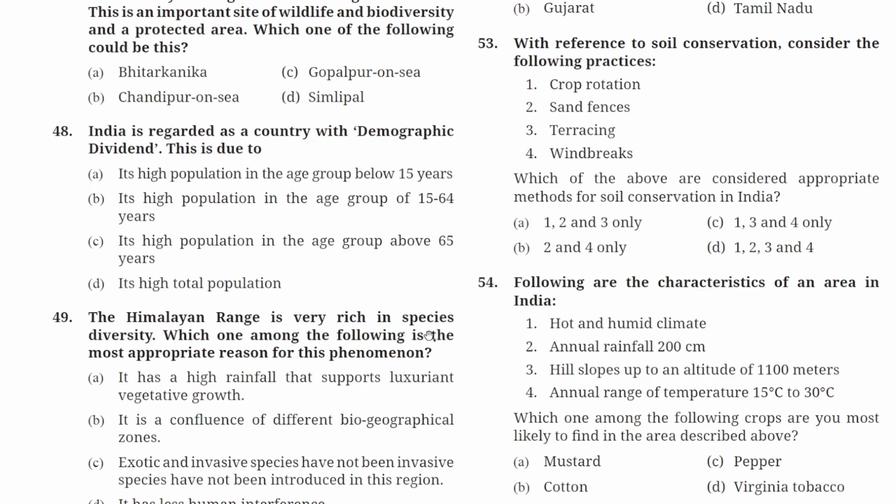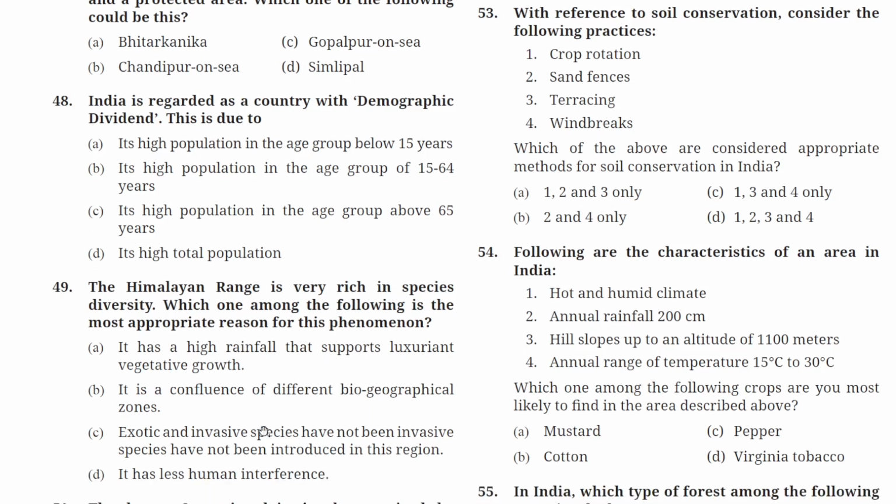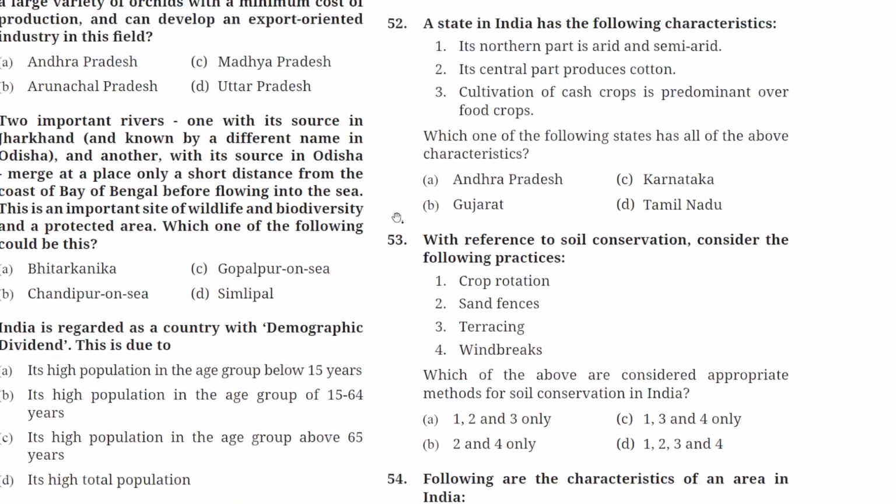The Himalayan range is very rich in species diversity. Which one among the following is the most appropriate reason for this phenomenon? The reason behind the species diversity in the Himalayan range is basically that it is a confluence of different biogeographical zones. Okay, B. 49.